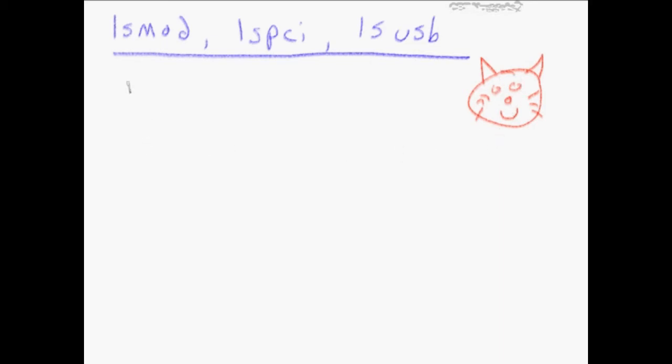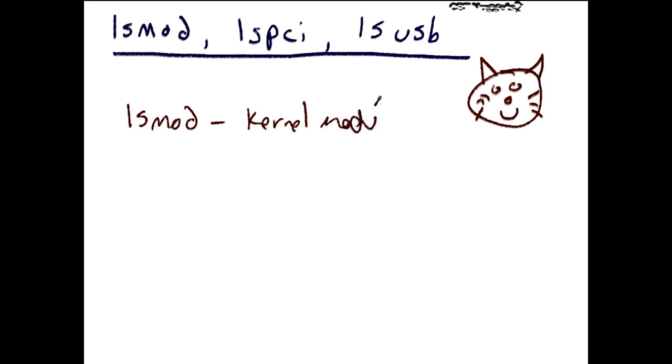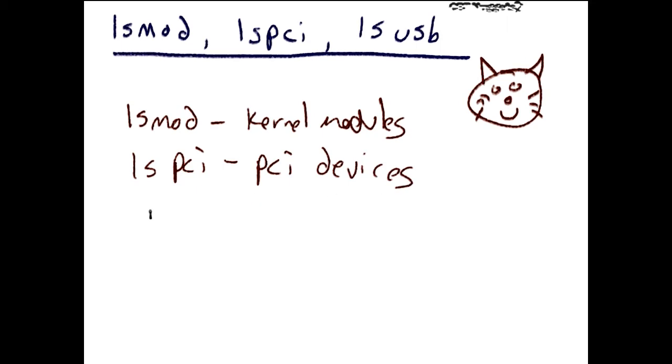So anyway, let's learn about lsmod. Now, lsmod, lspci, and lsusb, if you're familiar with Linux, you know that ls is a listing command, right? Well, that's what it does. lsmod shows kernel modules. lspci, can you guess what that shows? PCI devices. And lsusb gives you the weather. No, it shows you all of the USB devices that are connected.